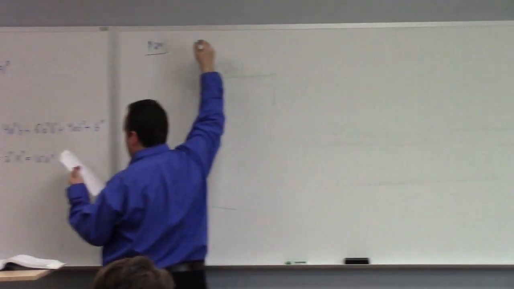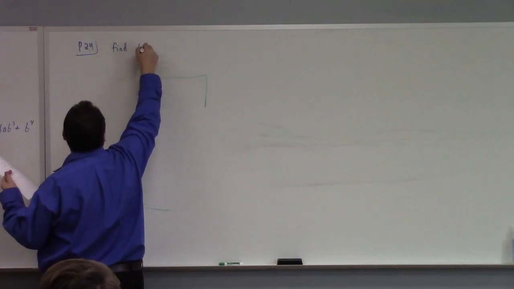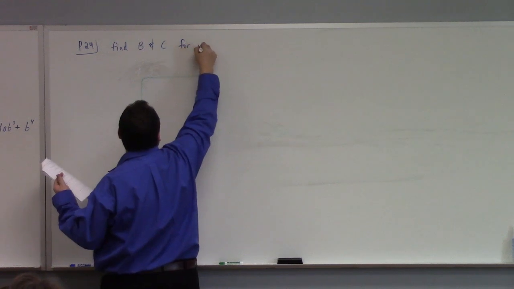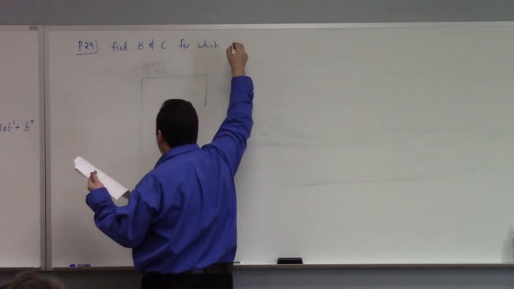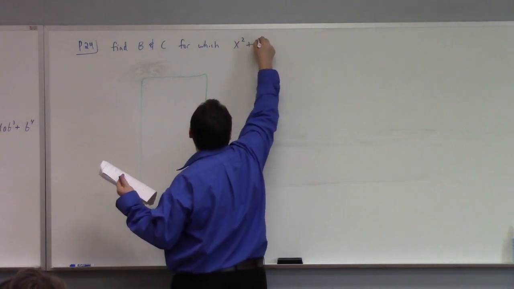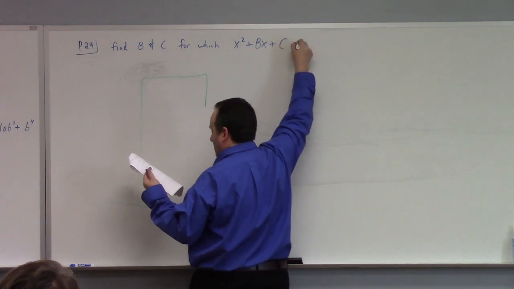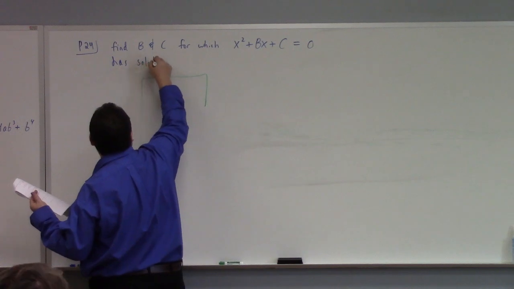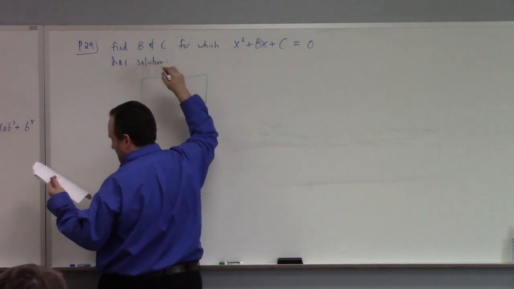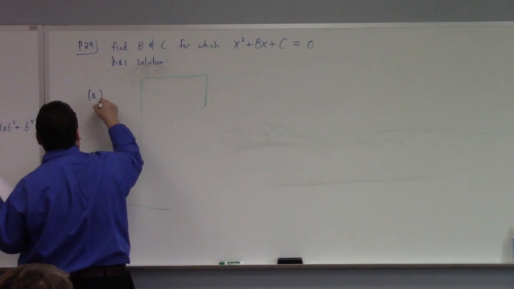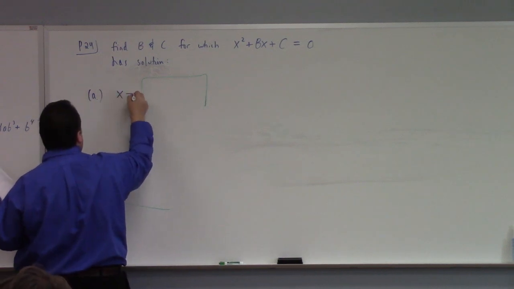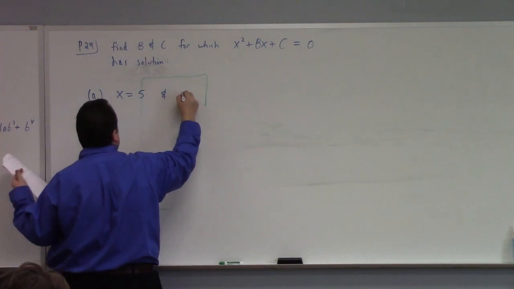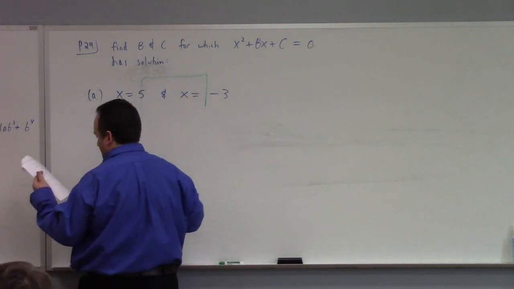Let's see here. You're supposed to find b and c for which x squared plus bx plus c equals 0 has a solution. All right, so I'm going to make up something different. x equals, let's say, 5, and x equals -3 there.